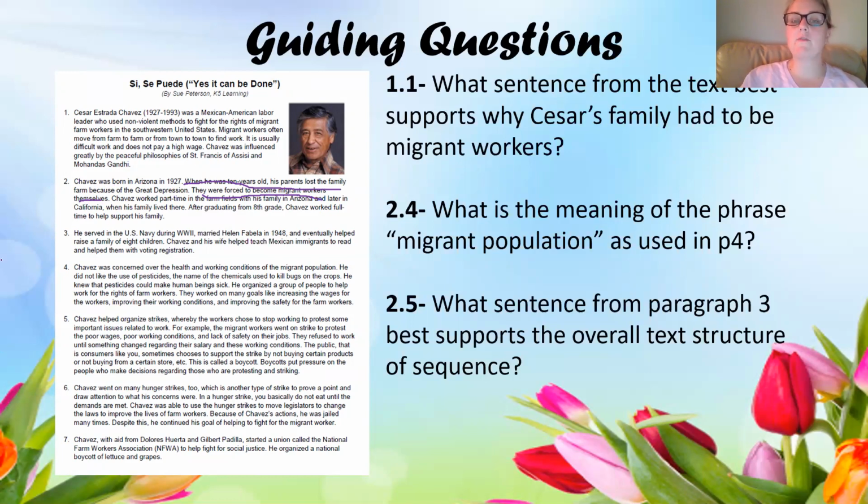What is the meaning of the phrase migrant population as used in paragraph 4? So let's go find that in the text. We're going to circle it the best we can. And then we're going to read the sentence that it's in and the sentence after that to see if we can figure out what it means. Chavez was concerned over the health and working conditions of the migrant population. He did not like the use of pesticides, the name of the chemicals used to kill bugs on the crops.